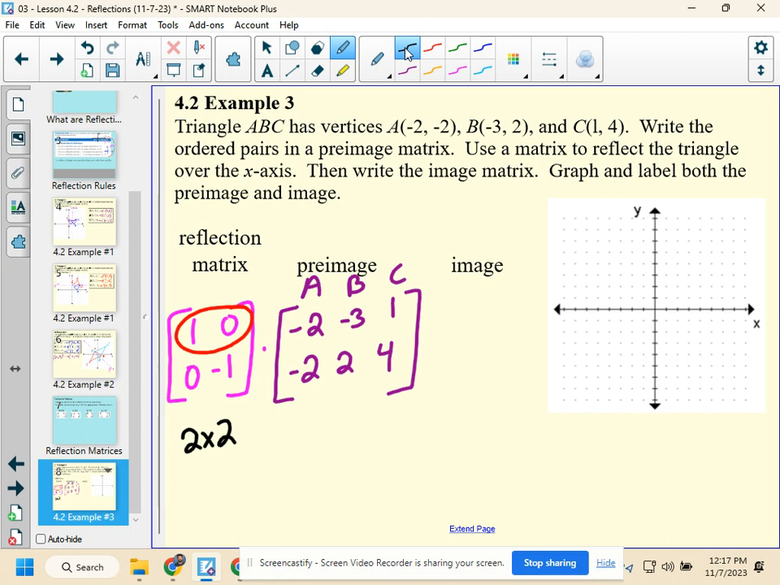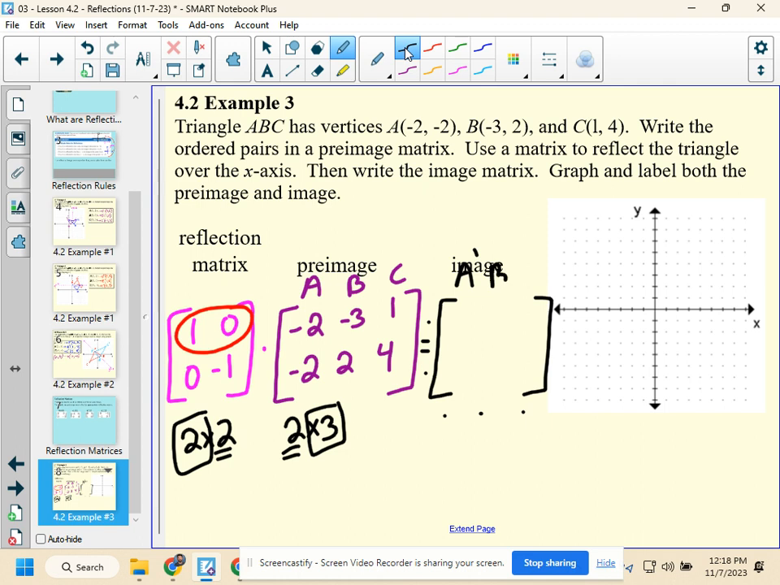This is 2 by 2. This is a 2 by 3. And we can do the multiplication because these twos line up. It's going to set us up for a 2 by 3 image matrix. I'm going to really try my best to squeeze it in here without getting too far into the graph. It's going to be a 2 row by 3 column matrix. And I'm also presetting all this stuff up. I know I'm writing over the top. That's where I'm going to come up with my A prime, B prime, and C prime.